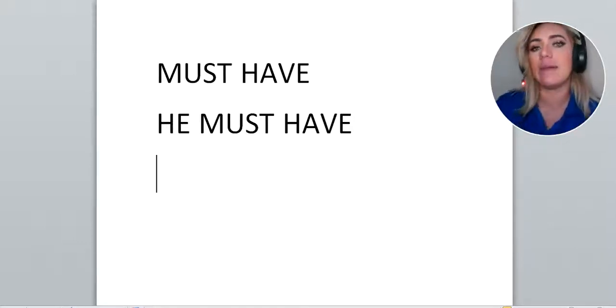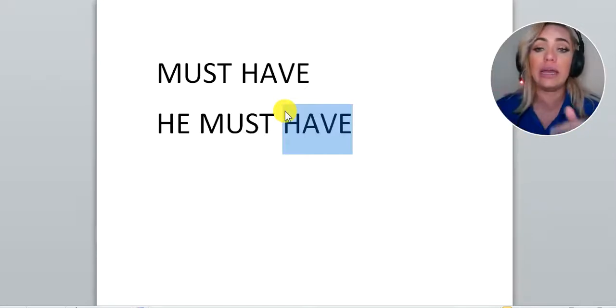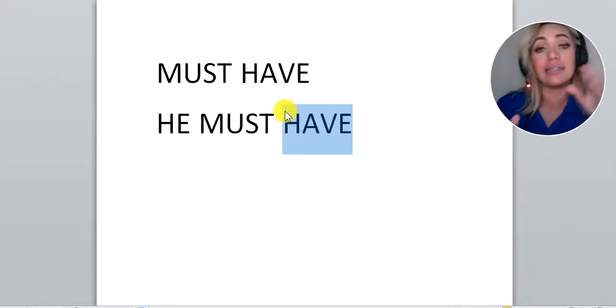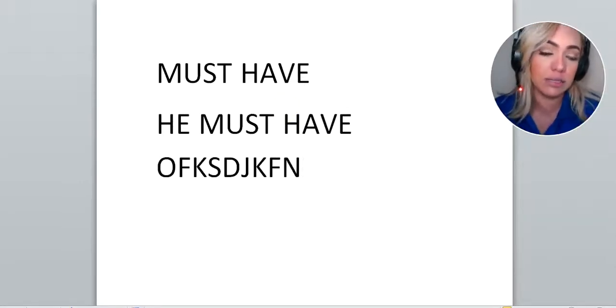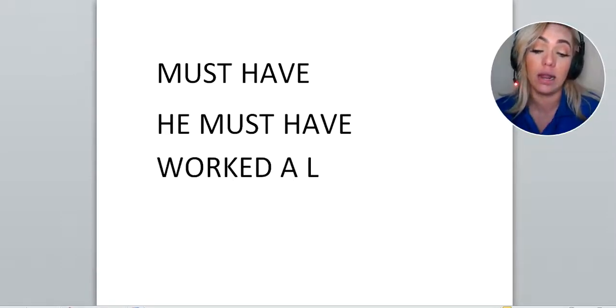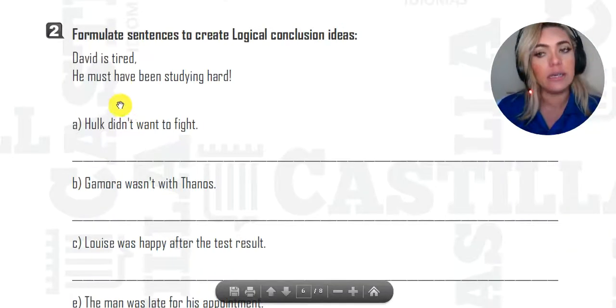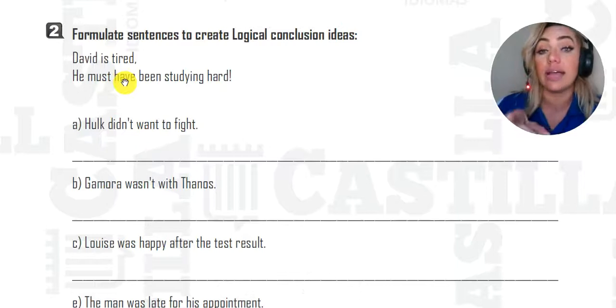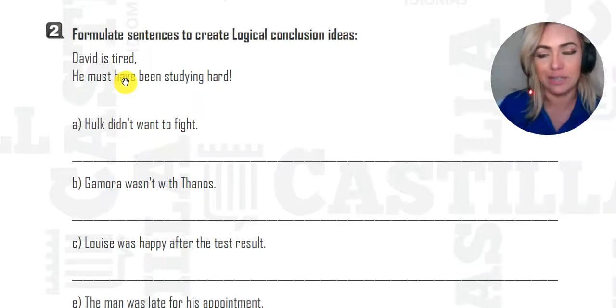You don't say he must has. Use the same have form for all the subject pronouns. I, you, he, she, it, have. So he must have, okay, he must have plus something in the past participle. Like he must have worked a lot. A logical conclusion. Okay, so as you see here, it's not incorrect. This is actually grammatically correct. I'm sorry, my bad pronunciation.